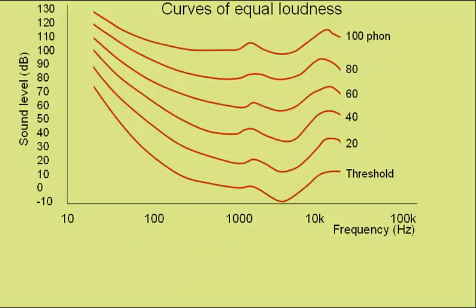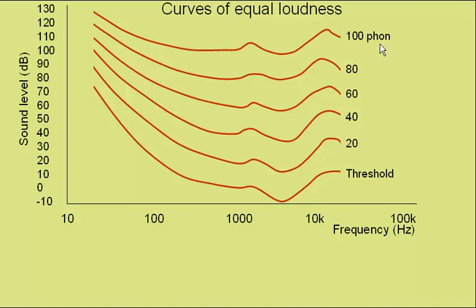Here we have what are called curves of equal loudness. These lines show sounds that would appear to be the same volume, even though they're not. So for example here we have 1000 Hz and a volume of 20 decibels. At 100 Hz we would need around 50 decibels to sound the same volume.